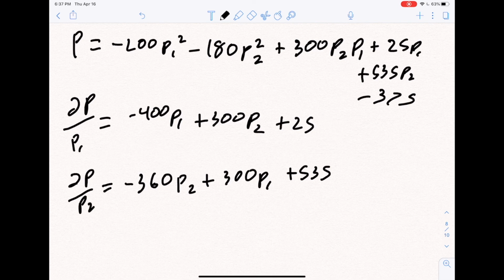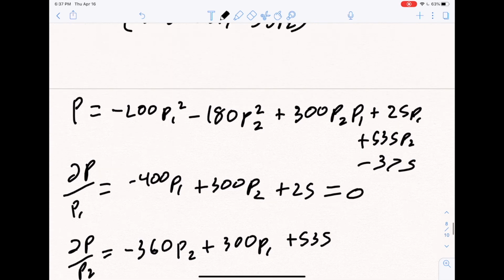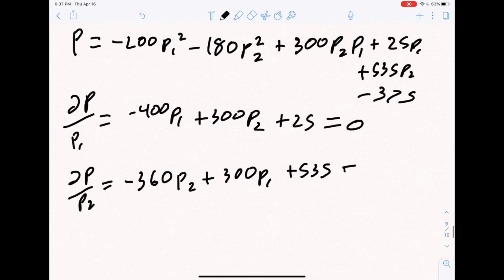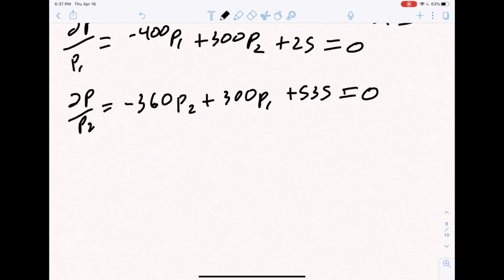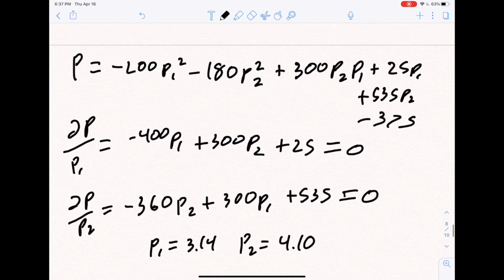Now with that in mind, we can do like we did in the previous problem and set both of these equal to 0, and use substitution to solve for p2 and p1. I won't go through that right now, but suffice it to say what we end up with is that p1 equals $3.14, and p2 equals $4.10.